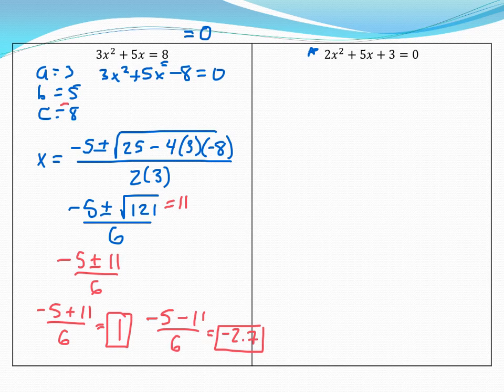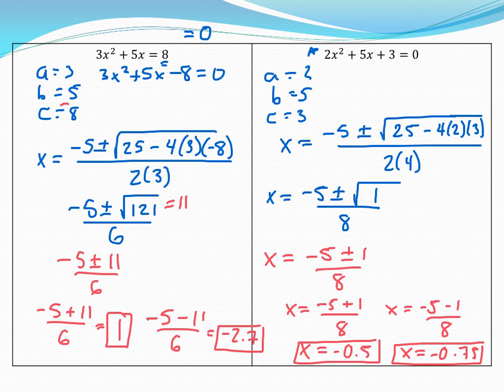2x squared plus 5x plus 3. Notice when this is equal to 0, so you're all set, ready to go. So give this one a shot, pause it, and go. All right, here you go. There's your solution for the third example. Make sure you check your answer, see what you got.